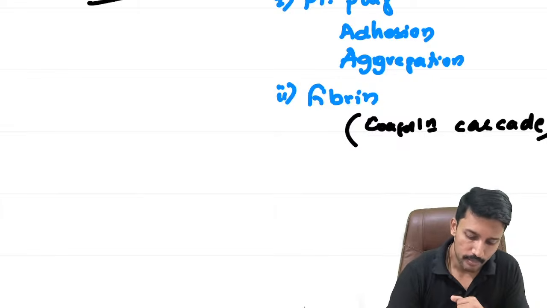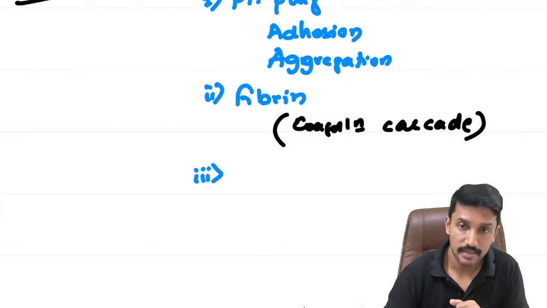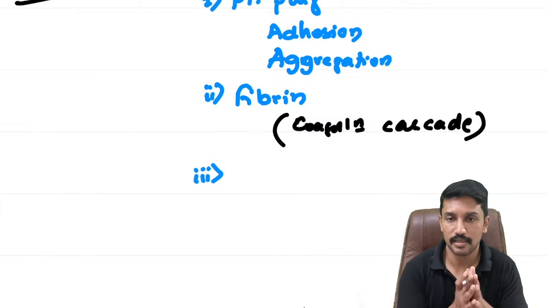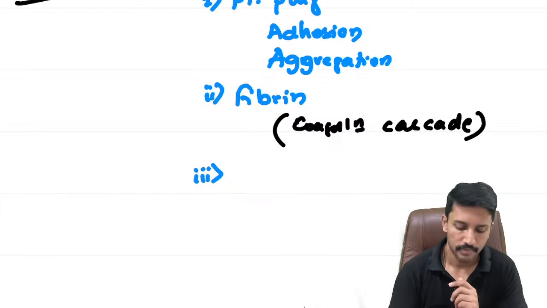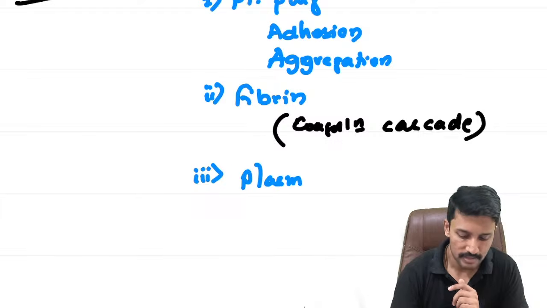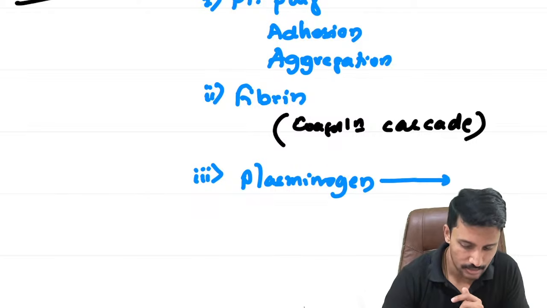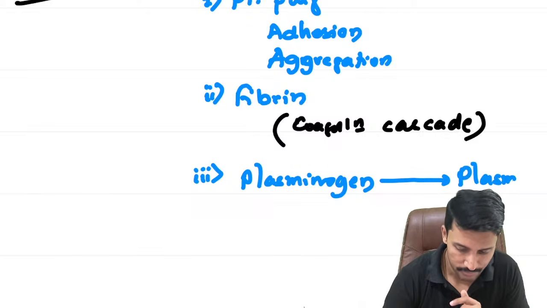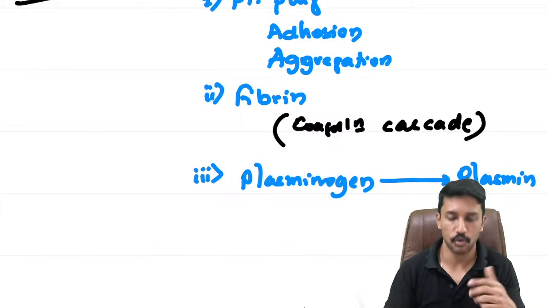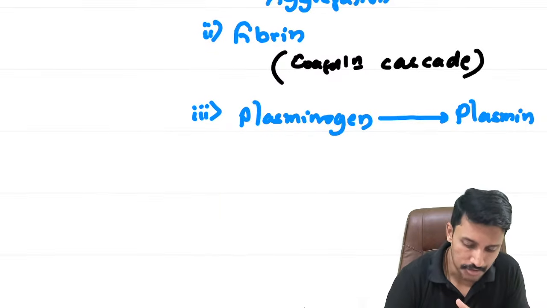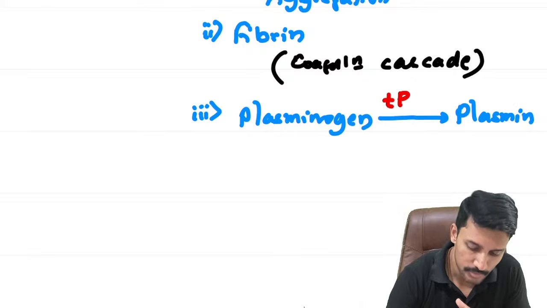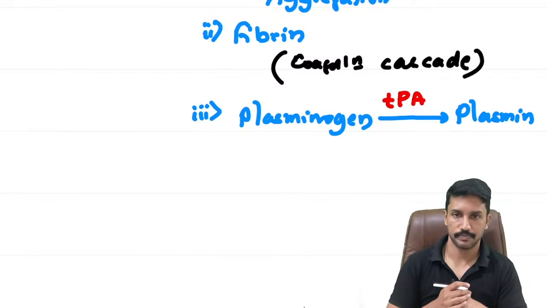There is a fibrin dissolving enzyme present, which is plasmin, which exists in the form of plasminogen. This plasminogen gets converted to plasmin once the clot needs to be dissolved. This conversion is carried out by tissue plasminogen activator.